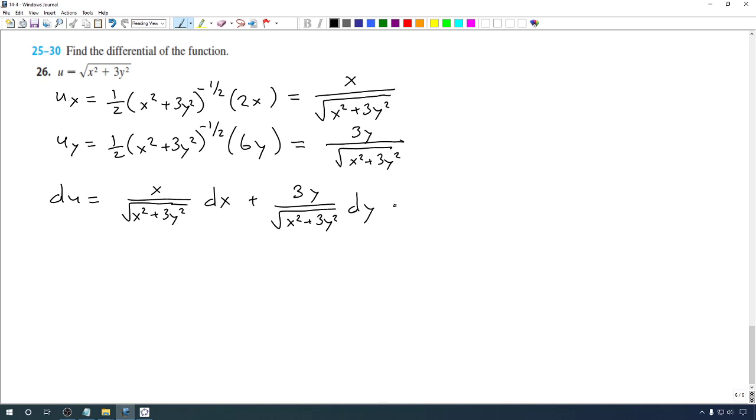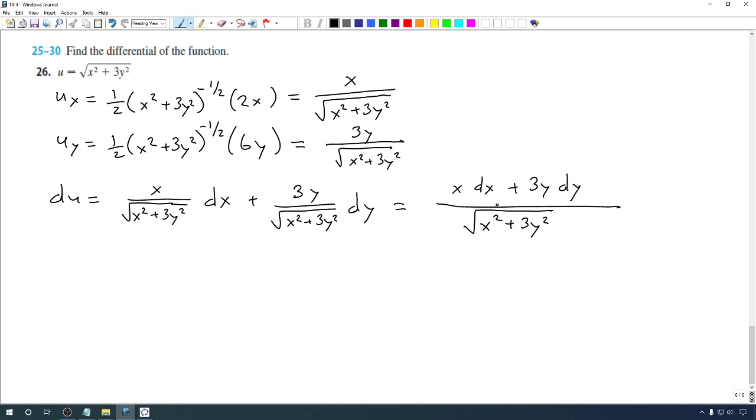In fact, one thing you might do here, if you want to make it look a little nicer, since everything is over a square root of x squared plus 3y squared, let's just go ahead and pull that out. We'll have an x dx plus 3y dy over the square root of x squared plus 3y squared. It's a nicer way of writing it.